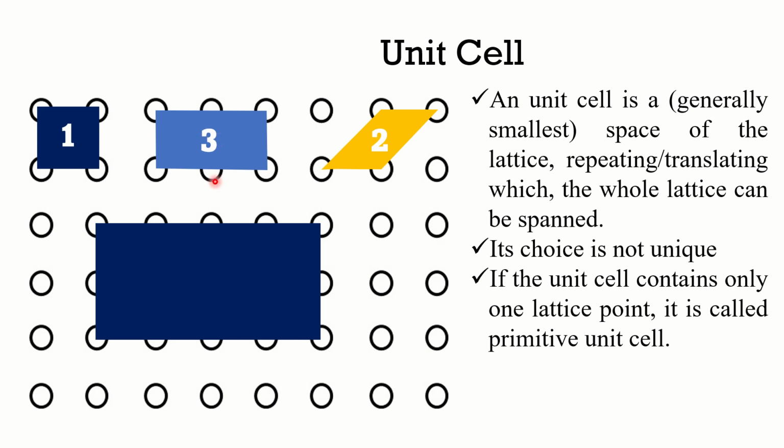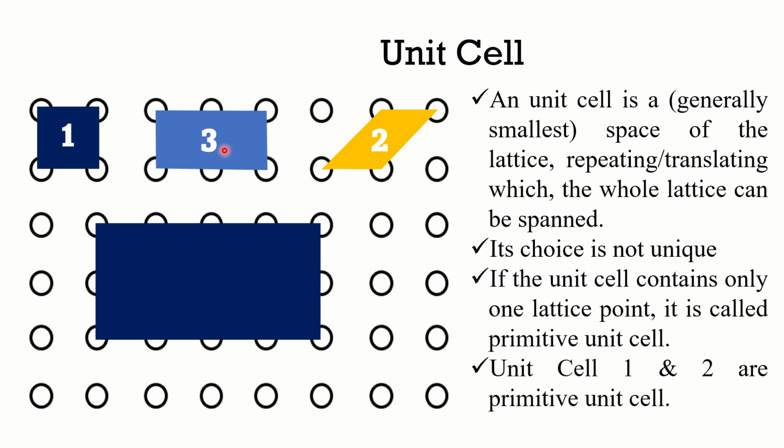So 2 into 1 by 2 is equal to 1. So 1 from the corner points, 1 from this point. So I have 2 lattice points in this unit cell. So this unit cell has 2 lattice points. So this unit cell is not a primitive unit cell. It is called a non-primitive unit cell. So unit cell 1 and 2 are primitive unit cells, and this 3 is a non-primitive unit cell.